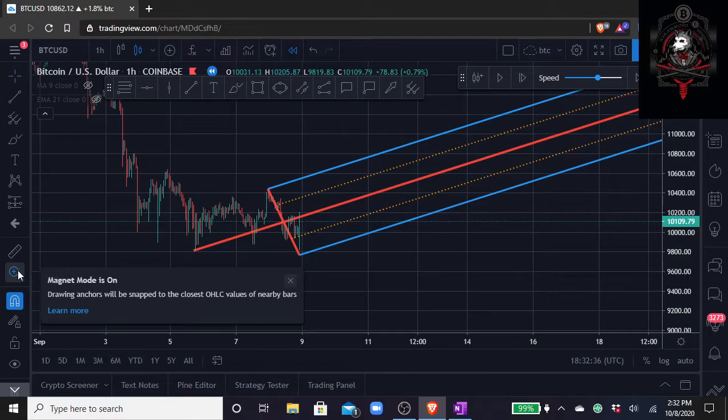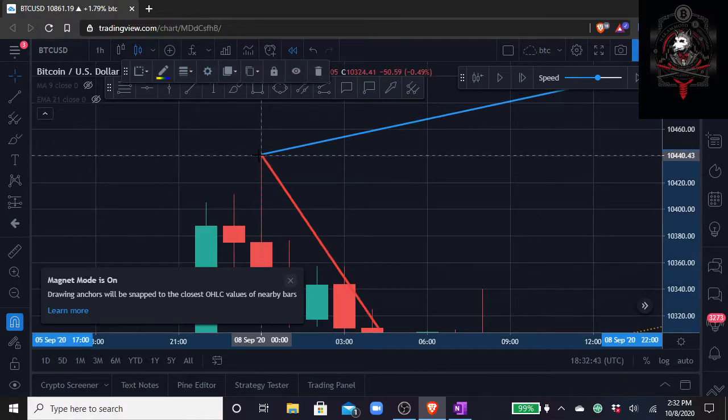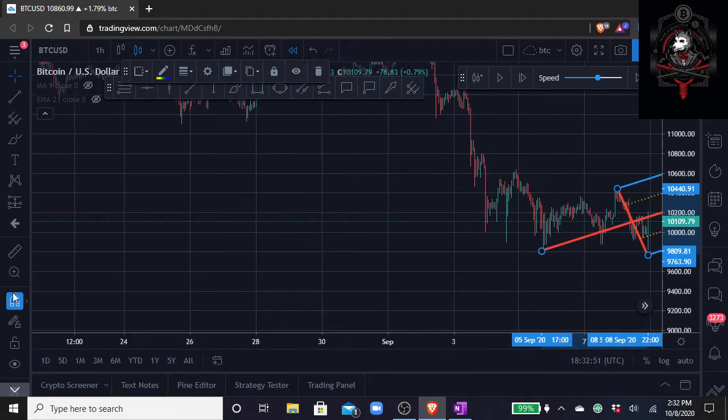Then you're going to go to zoom in. You're going to come up here and draw a box so you can zoom into the top of that candle. Then you grab your pitchfork and snap it right onto the high. That's what the magnet does. It snaps it to the closest high or the closest low. Then you're going to go back over to zoom out.